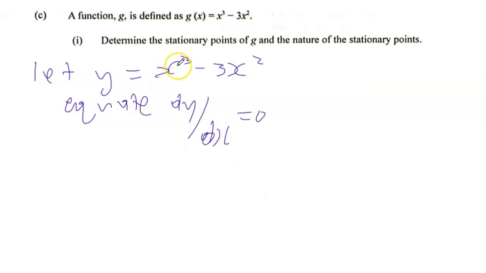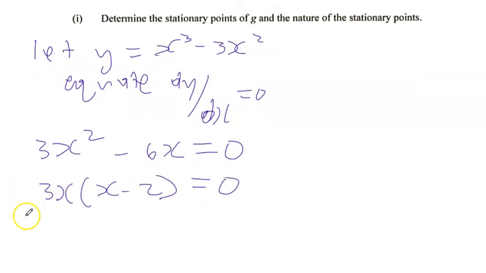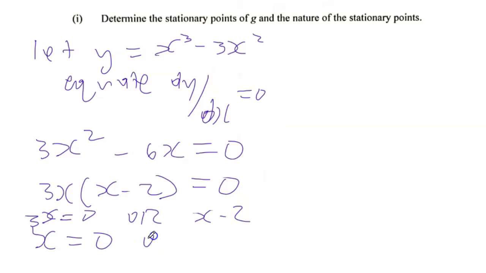So dy by dx, that's 3x squared, multiply by the power, subtract 1 from the power, 2 times that, that's negative 6, x to the power of 1, and of course we equate to 0. Then we solve. We can factor out 3x, and we're left with x minus 2 equals 0. To solve, we equate both factors to 0. So 3x equals 0 or x minus 2 equals 0. Divide both sides by 3. x equals 0 or x equals 2.